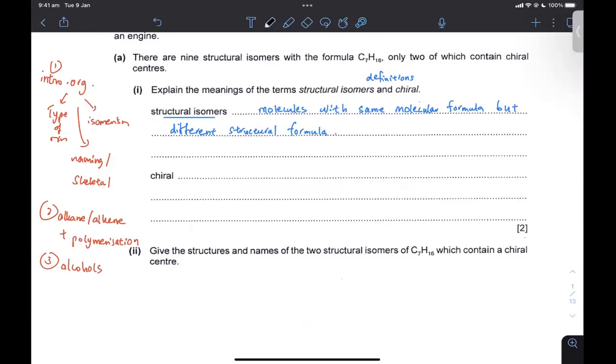Anyway, chiral. Can someone tell me what is meant by chiral? Shakira, are you there? There are 2 Shakira. Shakira Kolani. Can you tell me anything about chiral? Hello, hello. Shakira Kolani, are you there? Sir. What can you tell me about chiral?